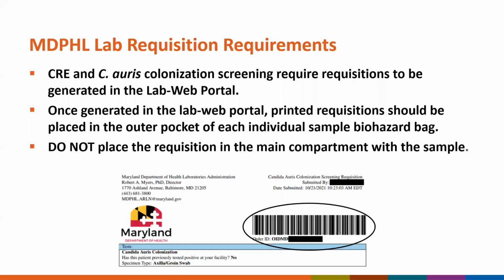Looking into Maryland's requisition requirements specifically, we require requisitions to be generated in our lab web portal. Either you will generate them or the health department will do so and send them to you. Once generated in the lab web portal, they need to be printed and placed in the outer pocket of each individual biohazard bag. Do not place the requisition in the main compartment with the sample. We need it in the outer pocket, and it needs to be printed because the barcode that you see circled is what we use to scan the information into the system. Next slide, please.